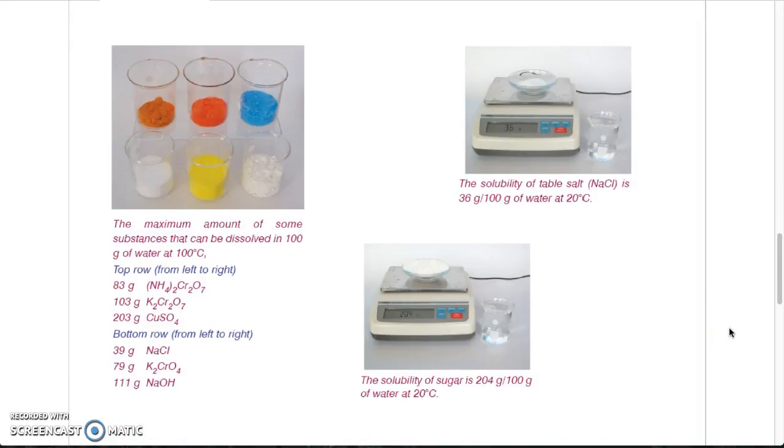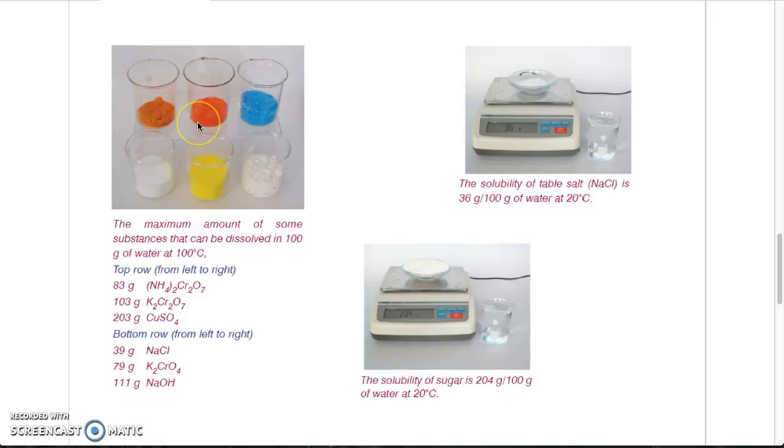For example, the solubility of sodium chloride, or table salt, is 36 grams per 100 grams of water, and the solubility of sugar is 204 grams per 100 grams of water at the temperature of 12 degrees Celsius. Here on the picture we can see the maximum amount of some substances that can be dissolved in 100 grams of water at 100 degrees Celsius.